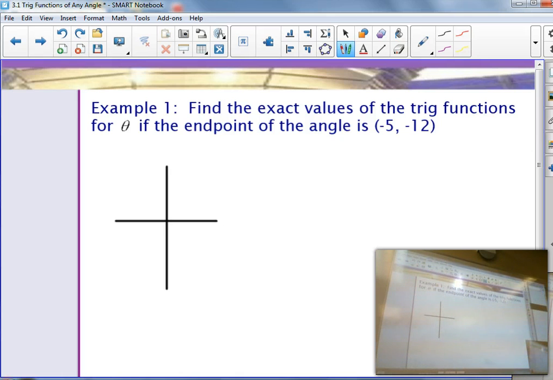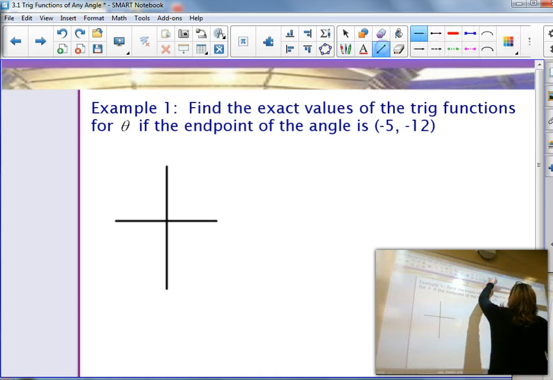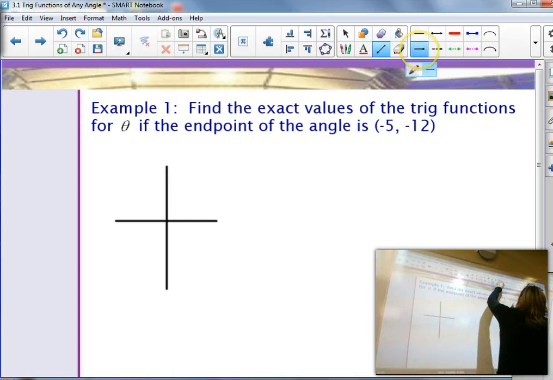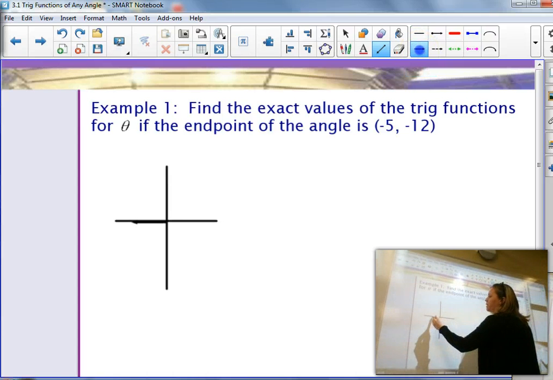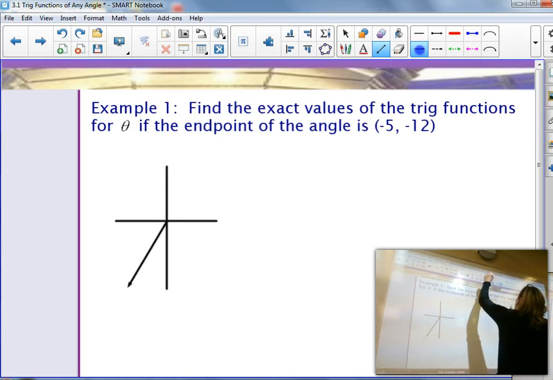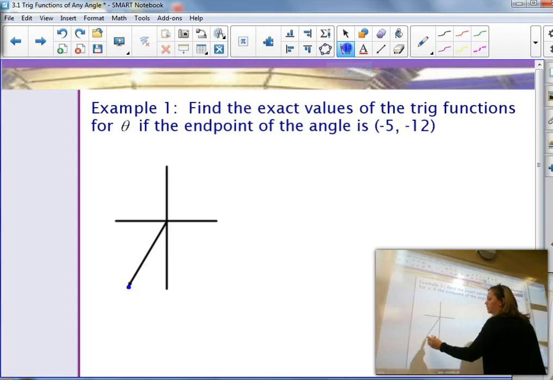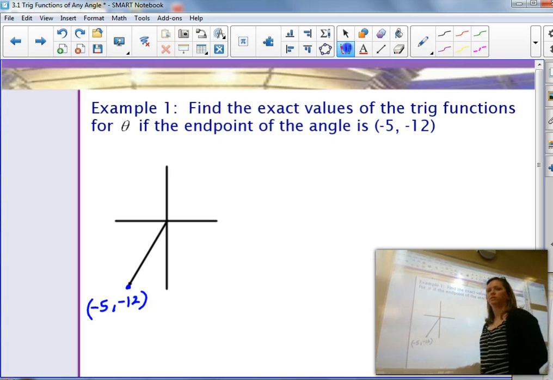Okay. So where is (-5, -12)? Which quadrant? Third. 1, 2, 3. Yeah. So let's get a nice little line here. If we went back 5 and down 12, that's where we would be. So here's a point. All right, so we've graphed that point, (-5, -12).